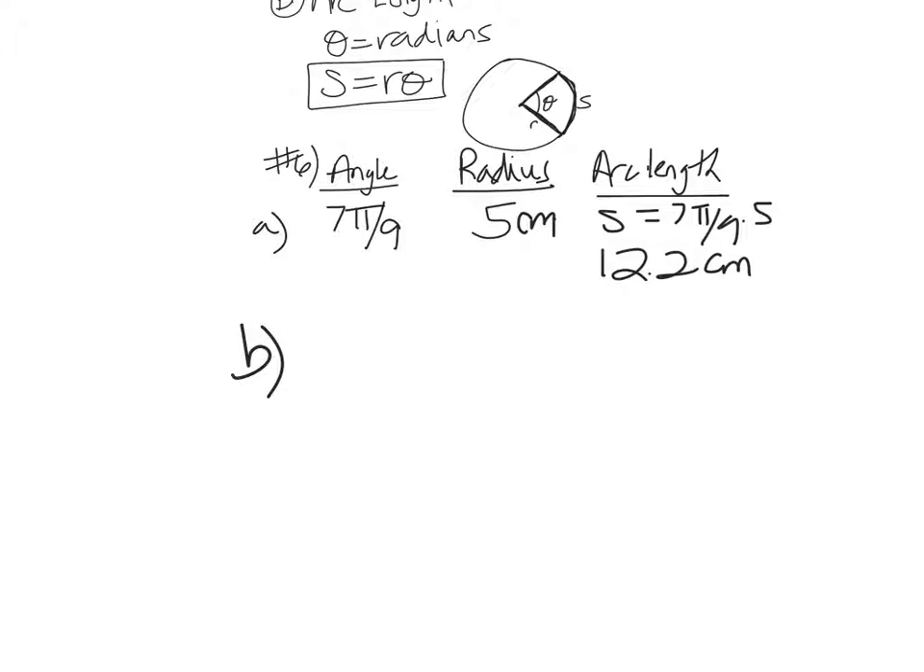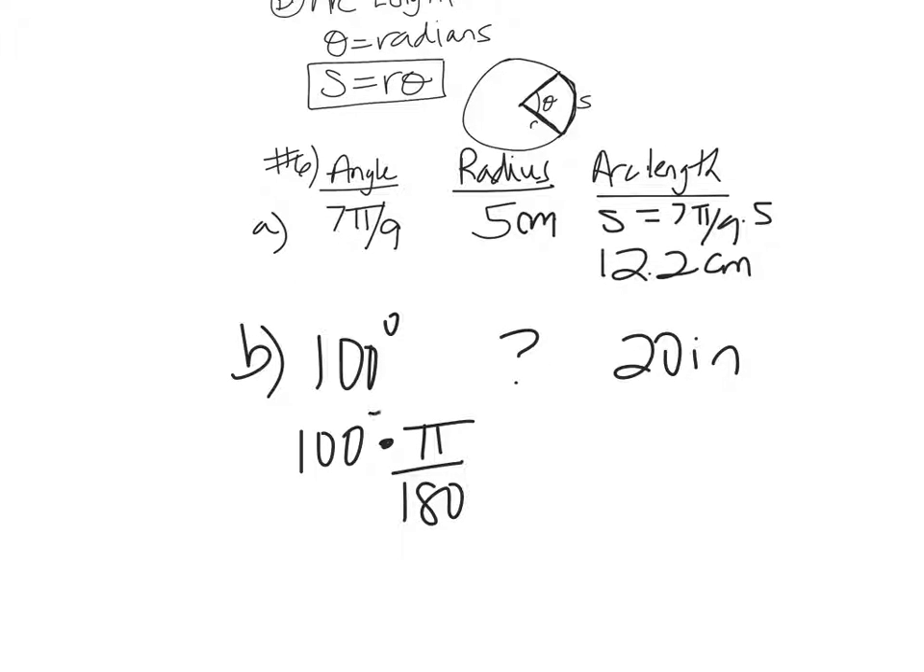All right, part B. Let's say that the angle is 100 degrees. The radius is the question mark, and the arc length is 20 inches. First you have to change theta. Theta is 100 degrees, so we're going to do 100 times pi over 180, because you got to get rid of those degrees. So you get 5 pi over 9, so that's what theta is.